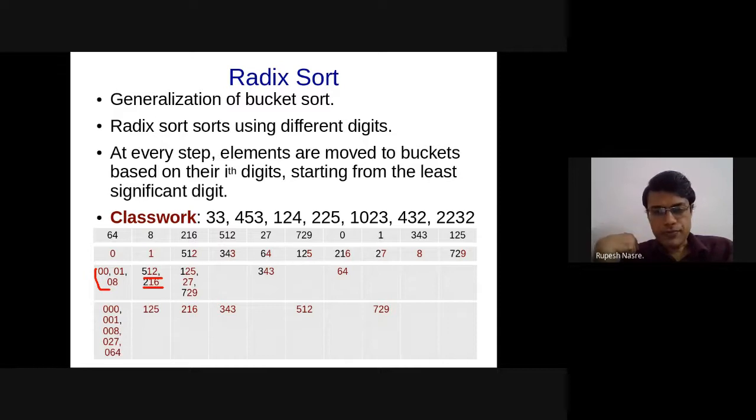19 and 12, right? So 12 and 19. 12, 22 and 19, right? So I'll just write that down. 12, 22 and 19, right? So these are the three numbers. So initially 12 and 19 appear in the first bucket, and then 22 appears in the second bucket, right? So that is what happens.